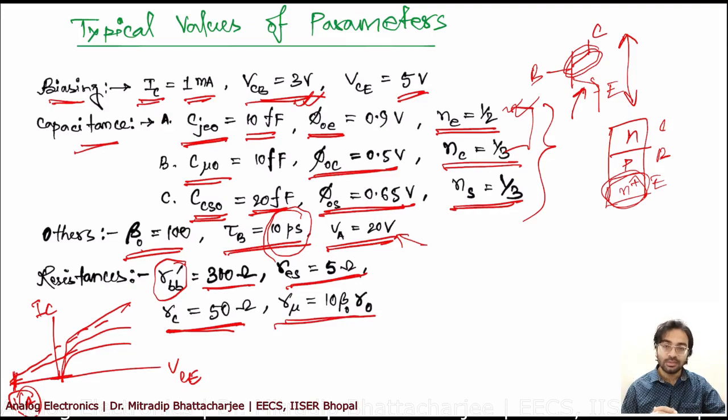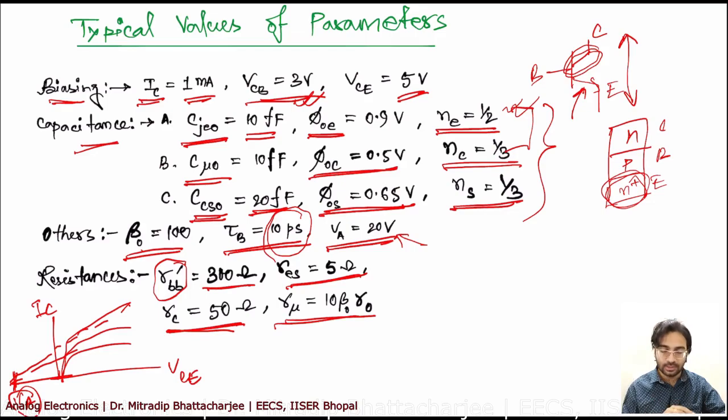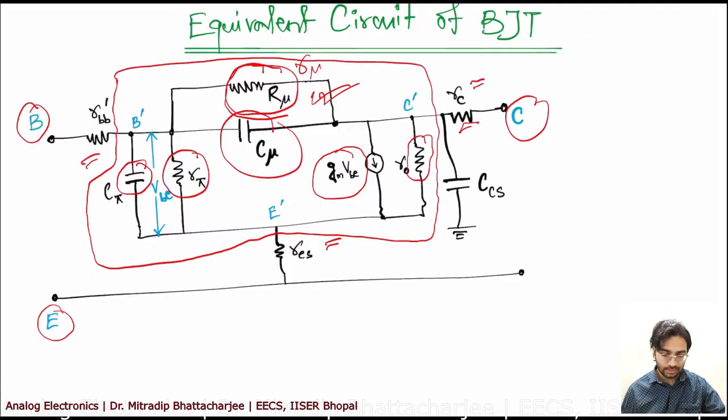And then you have R mu. What is R mu? You remember? You check here, this is your R mu. This R mu value we have already derived. This R mu value is 10 beta 0 R0. So it depends on beta 0, that is the gain, and R0, the output resistance as well. Okay, so this is your circuit, and these are the different parameters given.